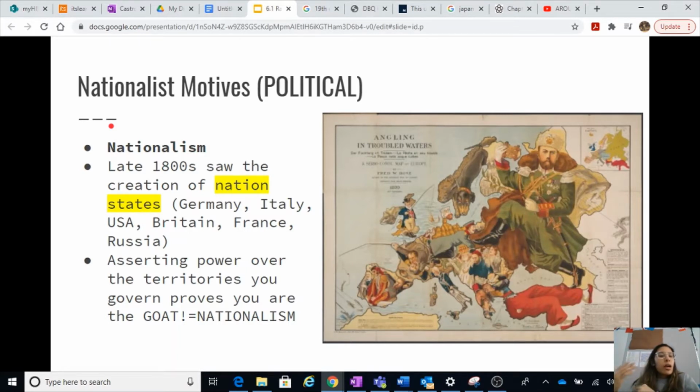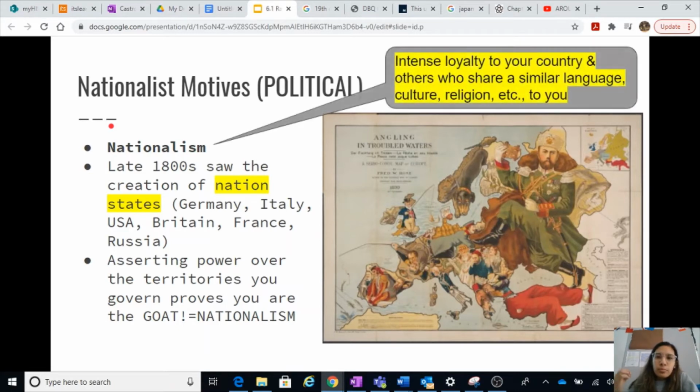So we've got this term nationalism that we've seen before. Remember, nationalism is this intense loyalty to your country. It's like patriotism, but extreme patriotism. And you also have a loyalty to others who share a similar language, culture, religion to you. So loyalty to people who share the same nation as you.